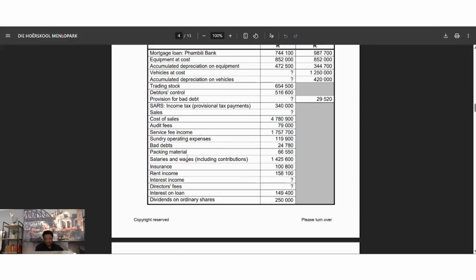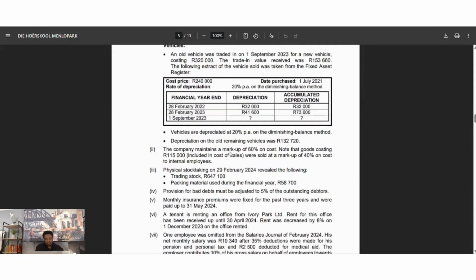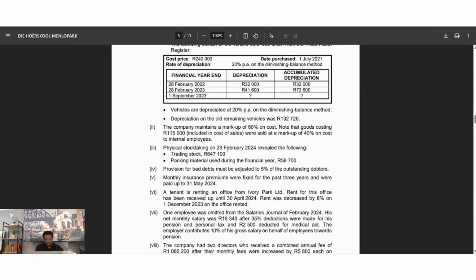But then we need to consider other things like a trading stock deficit or a trading stock surplus. So trading stock is given as 654, and if we look at the information that has been given, we have 647. So you can see in this case we have a trading stock deficit, which we'll deal with later. And then the other thing we can look at is the provision for bad debts adjustment. Here it says that provision for bad debts must be adjusted to 5% of the outstanding debtors.